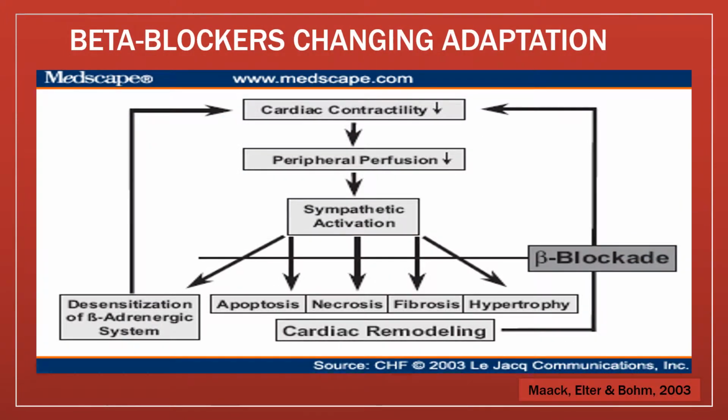Beta blockers changing adaptation. And again, we're focusing on the physiological adaptation. So the sympathetic nervous system is the other system that initially helps a person adapt to their failing heart, but eventually will fail as well. In the short term, activation of the sympathetic nervous system, such as your adrenaline, epinephrine, and other catecholamines, increase heart rate, contractility, and thus cardiac output.